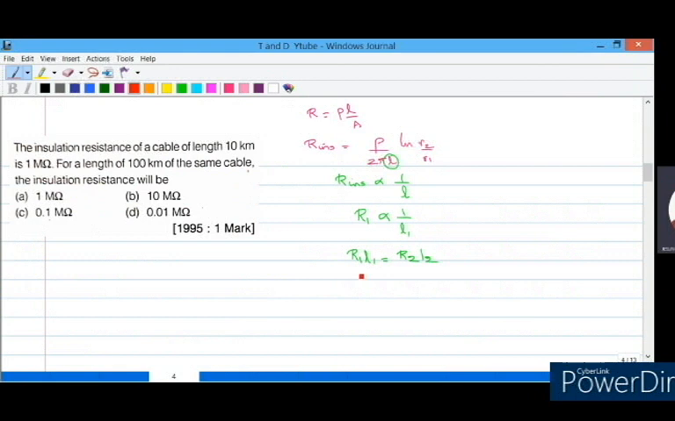So here it is given R1 as 1 mega ohm. So mega means 10 power 6, and L1 is given as 10 kilometer. And R2 we have to find, and L2 is given as 100 kilometer. So R2 can be found as, it is 1 mega into 10 divided by 100. So it is actually 0.1 mega. So the option is C. It is 0.1 mega ohm.